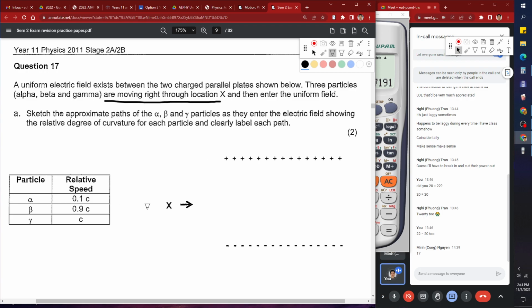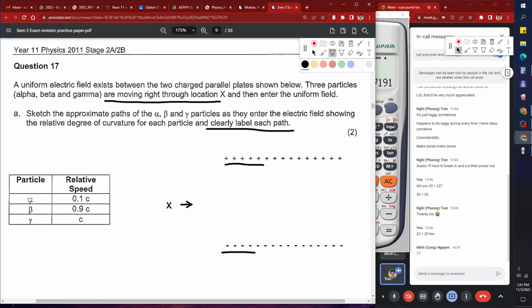So each one of these is going to get a chance to go through here, and then as they enter this part here, what's going to happen to them? Sketch the approximate paths that the alpha, beta, and gamma particles take as they enter this electric field, showing the degree of curvature for each and clearly label each path. Okay, so we got to know a little something about these particles. This is a positive electrical charge and this is a negative.